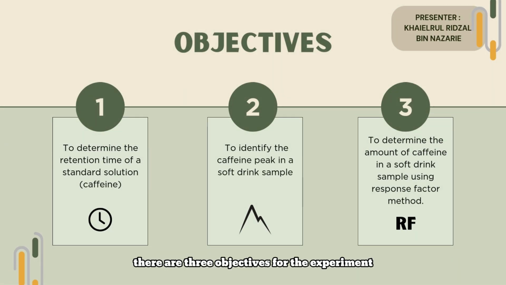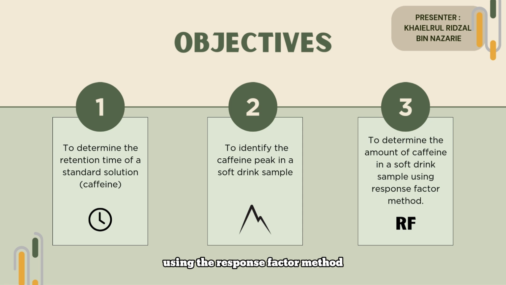There are three objectives for the experiment. The first objective is to determine the retention time of a standard solution, which is caffeine. The second objective is to identify the caffeine peak in a soft drink sample. And the last objective of this experiment is to determine the amount of caffeine in a soft drink sample using the response factor method.